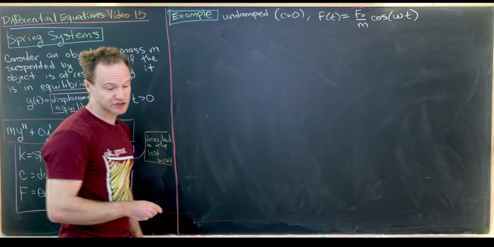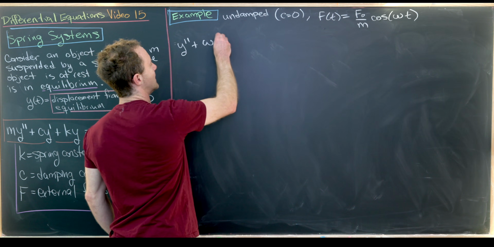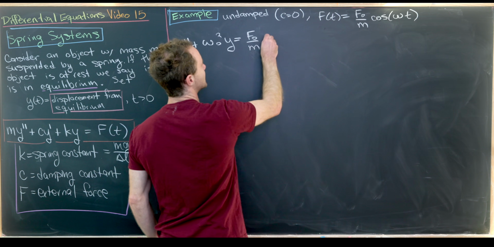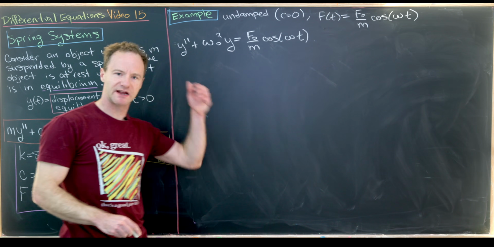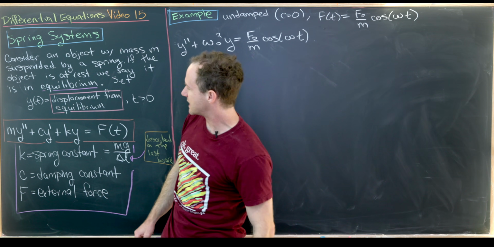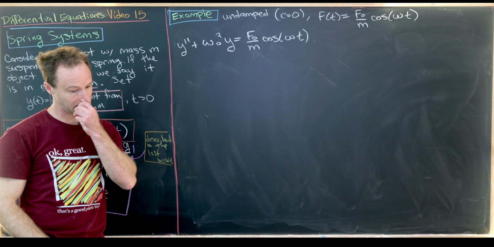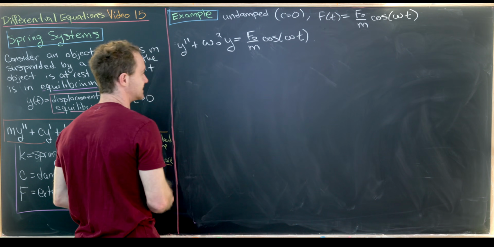So let's look at the differential equation in this case. We have y double prime plus omega naught squared times y equals F naught over m times cosine of omega t. So I've already done my change using omega naught is what, k over m, well, the square root of k over m. Okay, so we'll look at two subcases here.